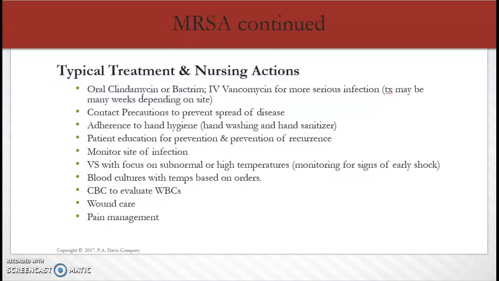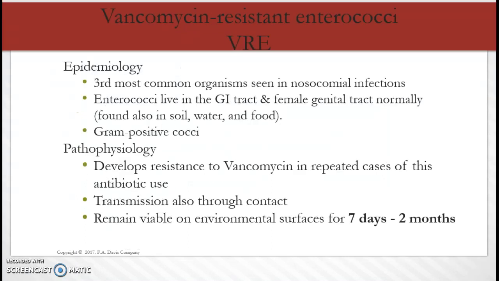So pre-medding patients with some pretty quick-acting IV pain medication, and then keeping them on something more long-acting for pain is pretty important during that process for those that have the wound infections. In terms of VRE, it's the third most common nosocomial infection. We do have enterococci that live in the GI tract and the female genital tract normally.